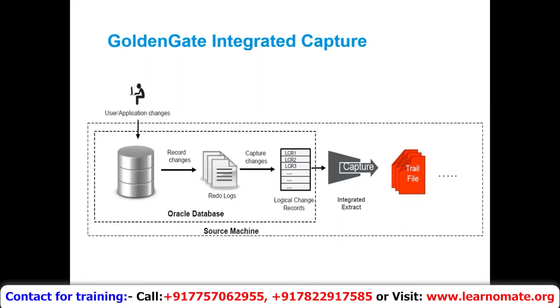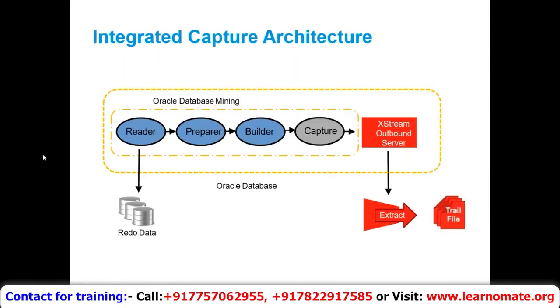If you look at the integrated capture architecture, it looks like this. Integrated capture architecture internally contains 4 processes: reader, preparer, builder, and capture. So the reader reads the data, the preparer prepares the data, and the builder builds the data, and then the capture process captures the data and sends it to the extract process. So internally there are 4 processes which work in the case of integrated capture.